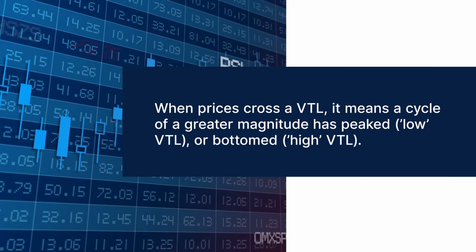Let me unpack that a bit. Let's say we're connecting two consecutive highs of an 80-day cycle. When prices cross above that trend line, it means that a 160-day cycle bottom has occurred. Likewise, if I connect two consecutive lows of an 80-day cycle with a straight line, and then prices cross below that line, what that means is that a 160-day cycle high has taken place. This is the strict definition of what crossing a VTL means. So unlike in traditional technical analysis, there are specific rules that govern how you draw a VTL, a valid trend line, and there are also specific implications when prices cross these trend lines.